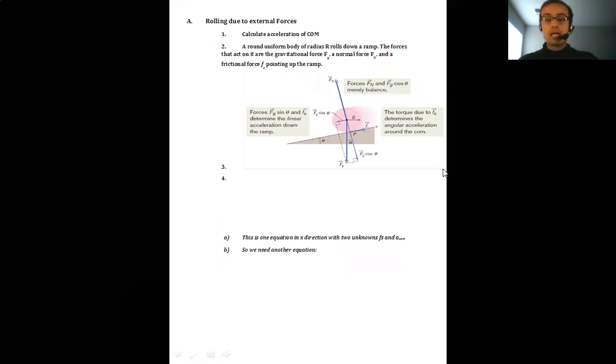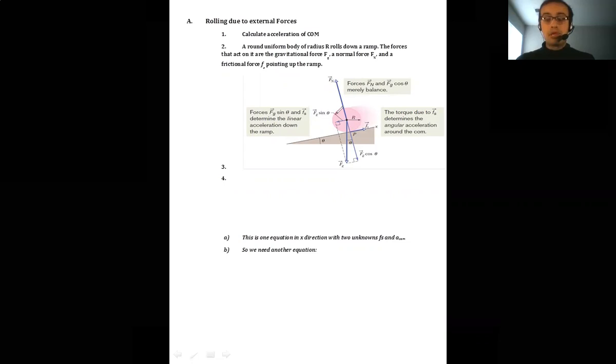So what exactly is going on when an object rolls? What we want to do here is calculate the acceleration of a center of mass. And we're talking about a round uniform body of radius r that is rolling down a ramp. This is kind of analogous to the old box on a slope problem that we've seen again and again in this course. But there are a few differences and a few subtleties which make handling this ball rolling down the slope slightly different.